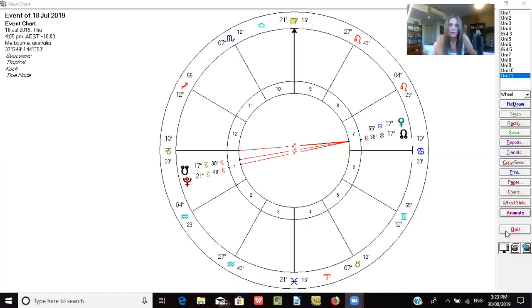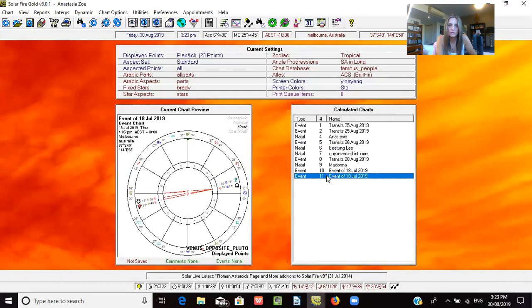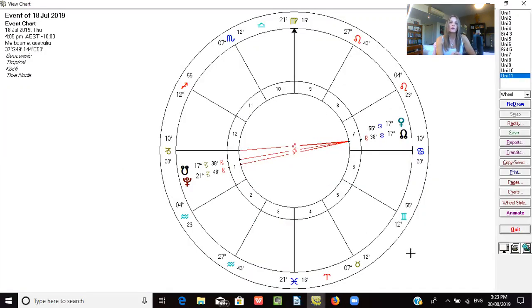So what I want to do is now just speak to the applying and separating aspects. I just want to make sure you can all see that, so I'll just pull it up again. Okay, so I've just drawn up a chart for, actually it was 18th of July of this year, and we had Venus opposite Pluto, transiting Venus and transiting Pluto opposite each other. But this can be somebody's birthday, right? Somebody would have been born on that day. Many people would have. So they would be born into this configuration.